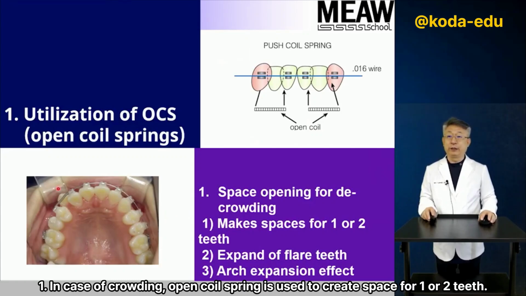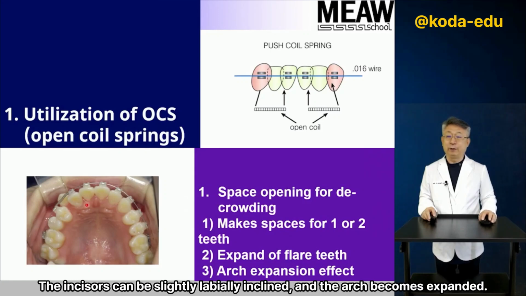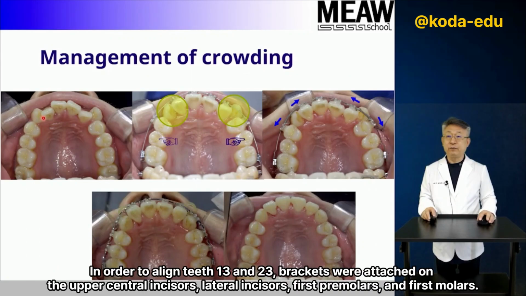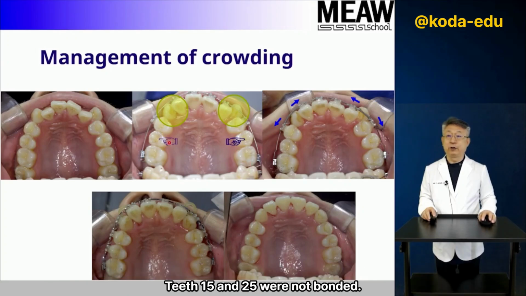1. In case of crowding, open coil spring is used to create space for one or two teeth. The incisors can be slightly labially inclined, and the arch becomes expanded. In the intraoral photos, crowding on teeth 13 and 23 is observed. In order to align teeth 13 and 23, brackets were attached on the upper central incisors, lateral incisors, first premolars, and first molars. Teeth 15 and 25 were not bonded.